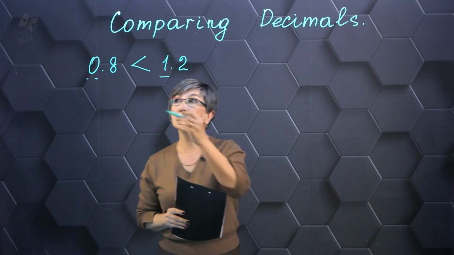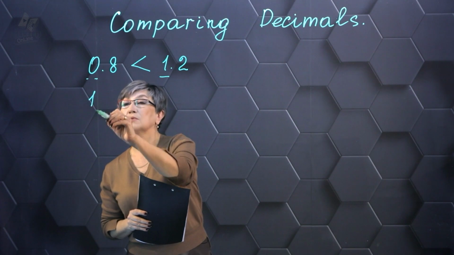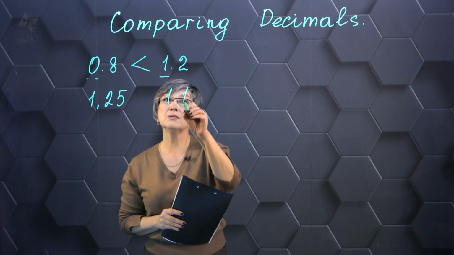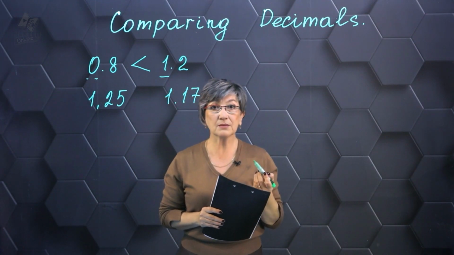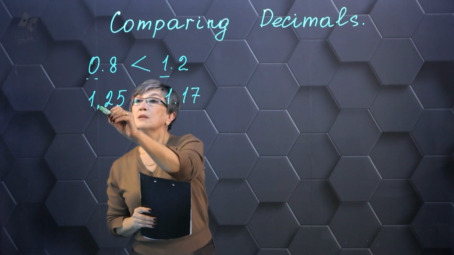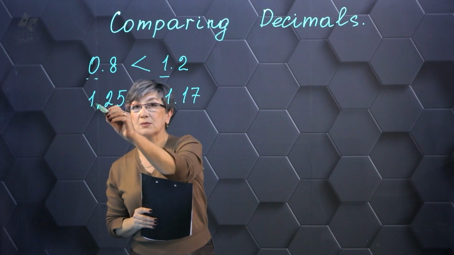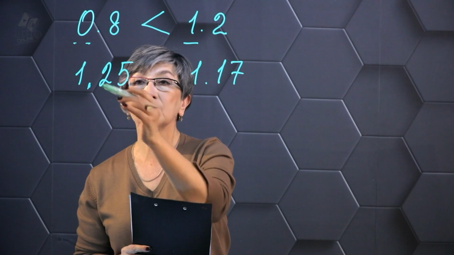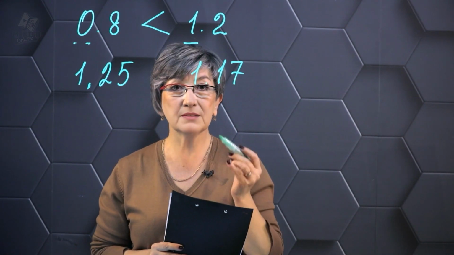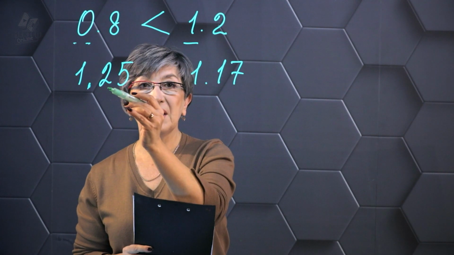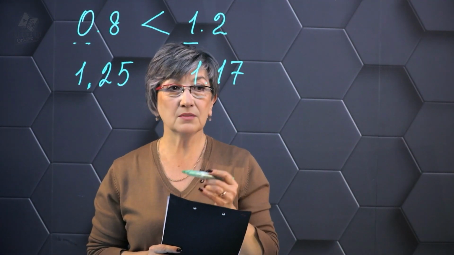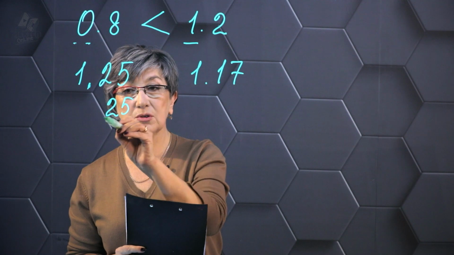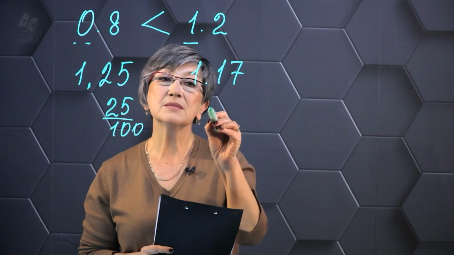So, I'm going to take 1.25 hundredths and compare it to 1.17 hundredths. What am I supposed to do? I compare the whole parts. One whole and one whole. We have the whole parts equal. Then we move on to the fractional parts, the parts of decimals. This is 25 hundredths and this is 17 hundredths. We know how to compare fractions. So I'm going to write down 25 hundredths and 17 hundredths.